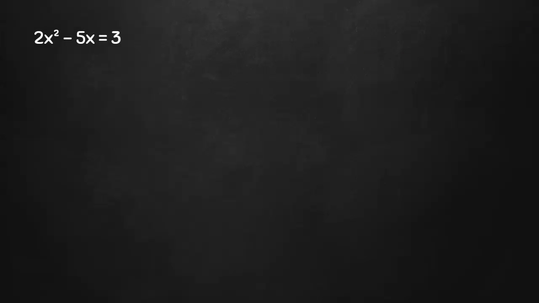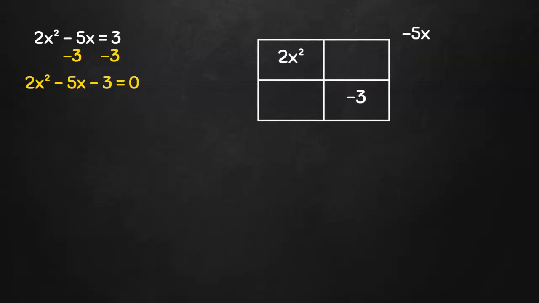Okay, in this question, again, we notice that our quadratic equation has to be equal to 0, so I'm going to subtract 3 from both sides. And when I look at this question and I put each value in my box, with this example, I notice that I don't have a 1 in front of my x squared.